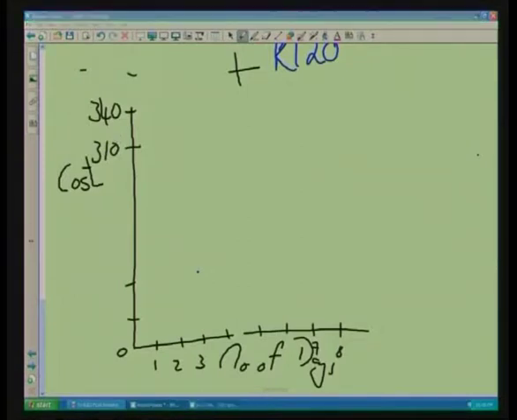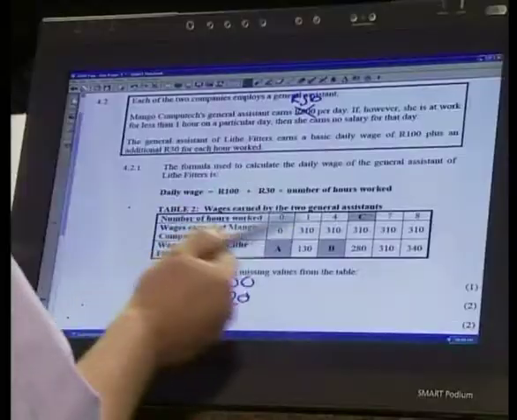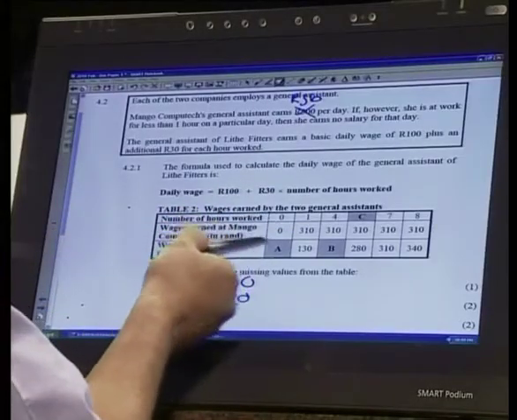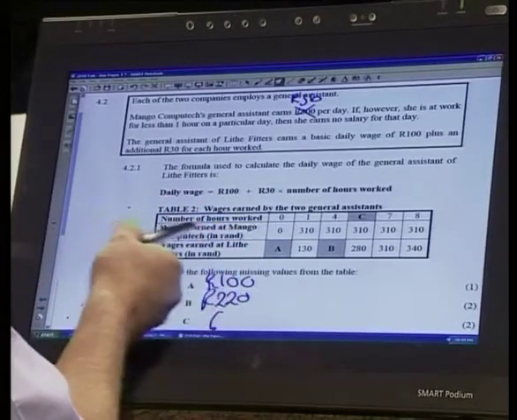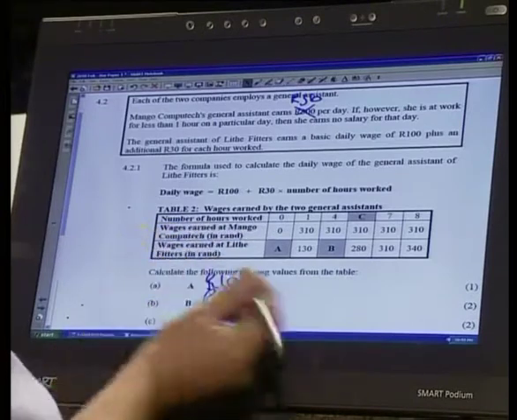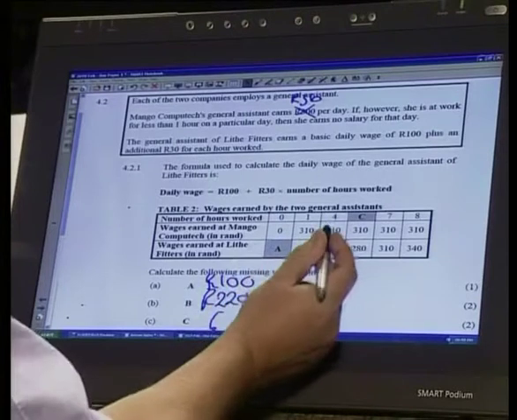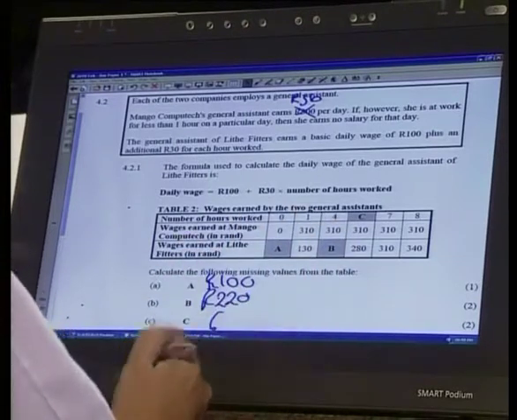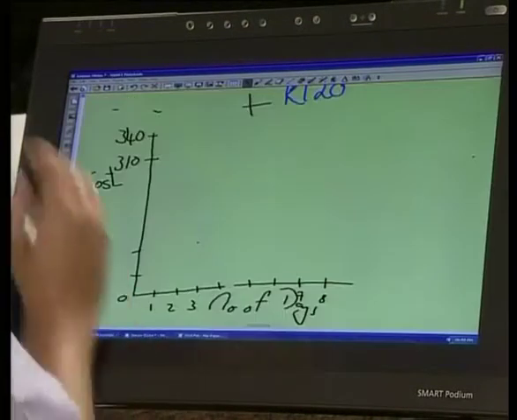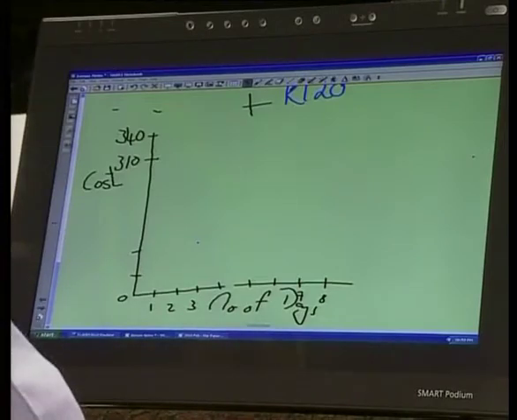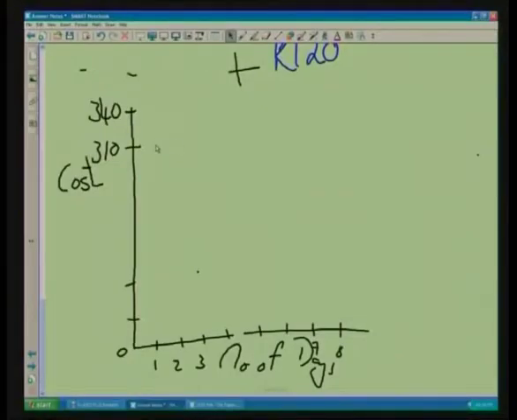Right, now, let's have a look at this. If this guy works for no hours, he's getting no money. We're looking at Mango. If he works 1 hour, he's getting 310. If he works 4 hours, he's getting 310. So in other words, my graph is going to look like this. From 1 hour, I've got a straight line. I should have a straight line. There we go.